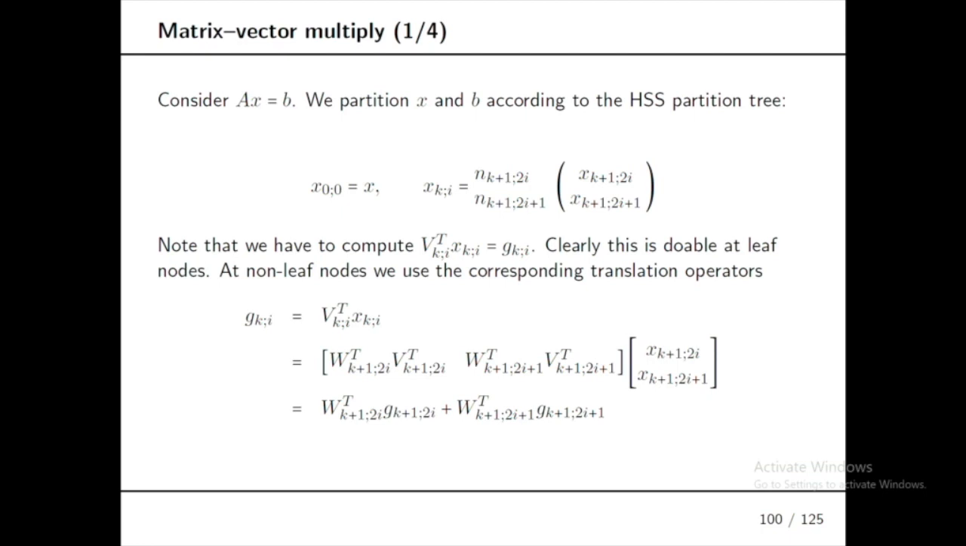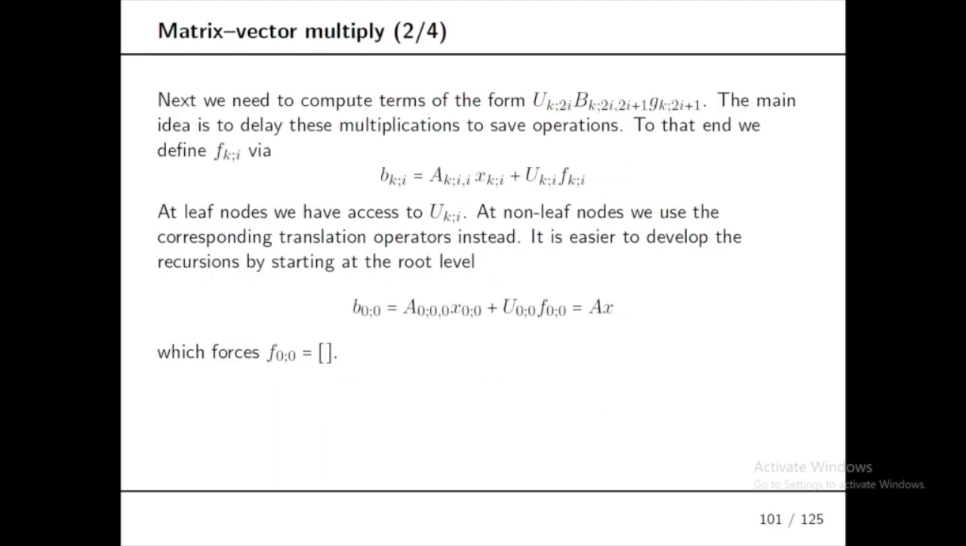So you need to multiply V times X to get the G. If the V is available, you have a sufficiently small block, then you multiply by V. If the V is not available, then it can be composed with translation operators from a finer level V. You multiply it out and it can be written in terms of the G's, which are these guys, from the lower level. So these are called the upsweep recursions to find V transpose times X. They give you all the G's.